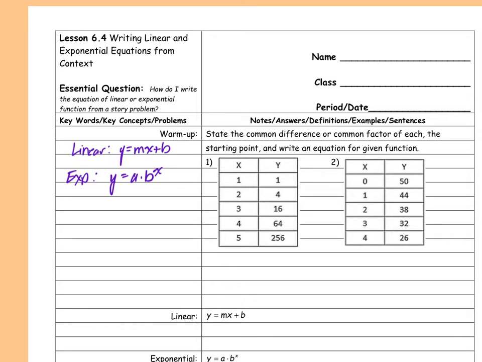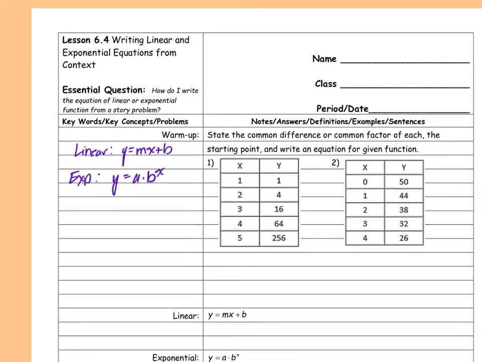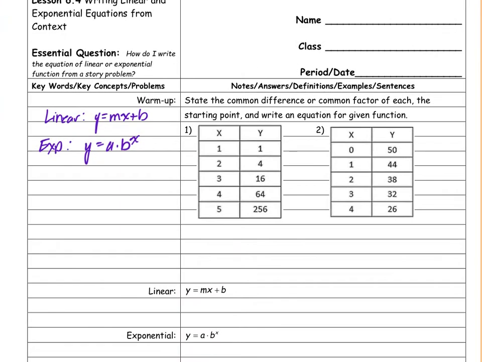Remember, the b's in these two equations do not mean the same thing, so please don't get them confused. Again, for the number 1, am I adding the same thing or am I multiplying? Since it goes from 1 to 4 and then 64 to 256, pretty sure it's not adding the same number. So I'm probably multiplying by the same number.